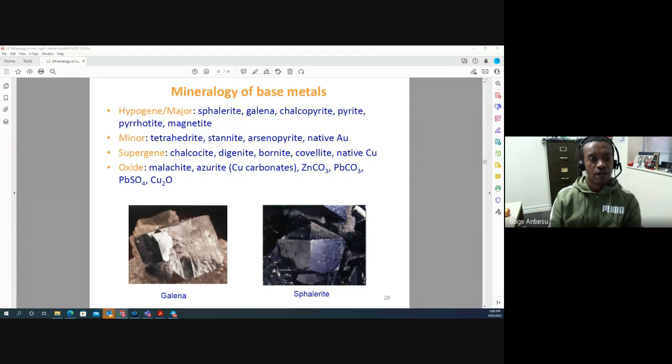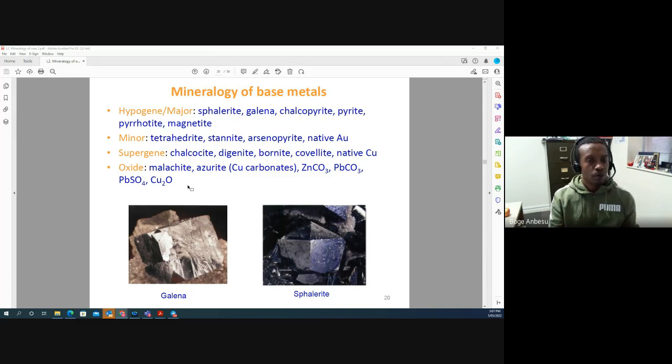And the secondary sulfides or the supergene zone of this type of deposits may contain a number of secondary sulfides, including chalcocite and bornite and so on. And the upper level, the oxide zone, is dominated with malachite, azurite, and a number of other carbonates, including zinc and lead carbonate. So again, just like I told you for the gold deposit, where I said, for example, in the oxide zone, primarily the gold is free milling gold or free gold.